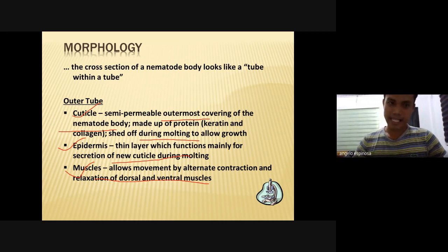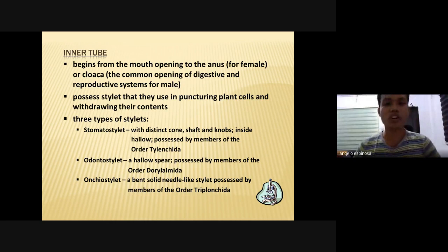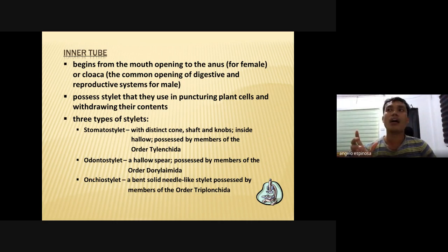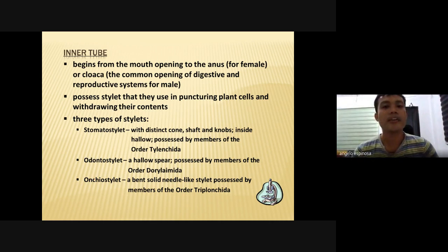Okay? Now, the inner tube begins from the mouth opening to the anus. That is a female. That's how you're going to identify nematodes, no? Mouth opening to the anus. That is a female. Or cloaca, the common opening of digestive and reproductive systems, for male. Anus for female, cloaca for male. Okay?